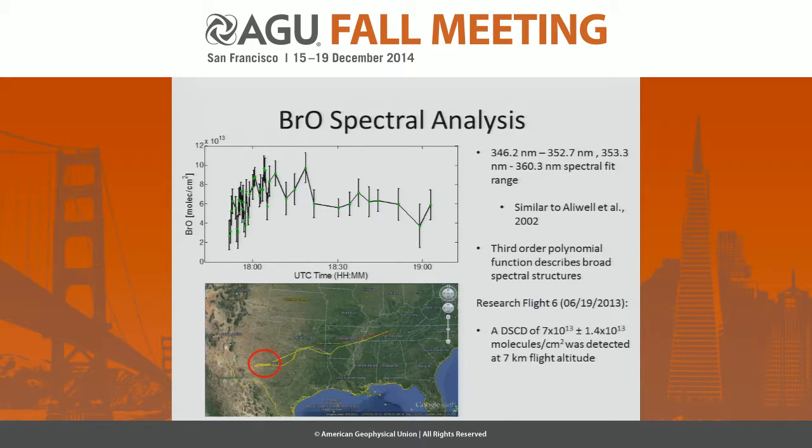At this time, we were over central Texas, ascending to an altitude of around 7 kilometers when we intercepted this high bromine air mass. And as you can see from the first figure on the slide, this shows our DSCD analysis from this flight. The first part of the figure shows our ascent up to that altitude of 7 kilometers, where we notice a very strong increase in our BrO DSCD signal. When we level off at 7 kilometers, however, we detect a DSCD of roughly 7 times 10^13 plus or minus 1.4 times 10^13 molecules per centimeter squared.